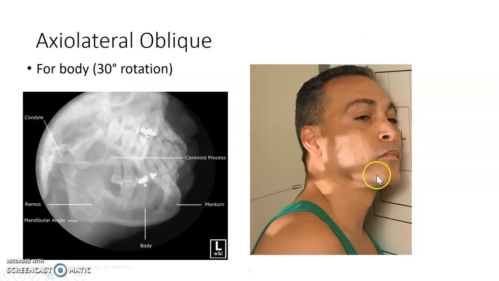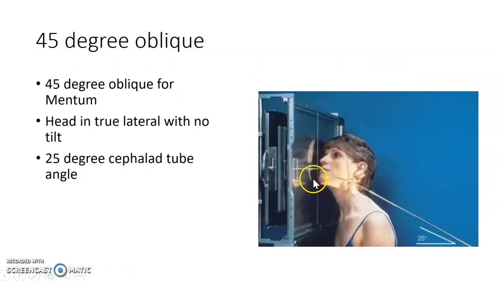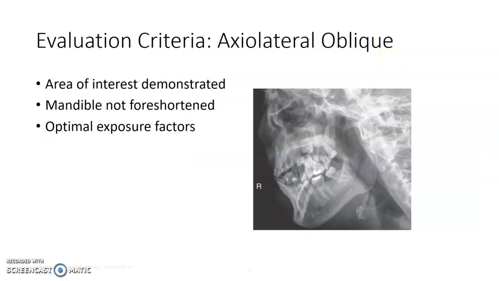This one is a 30-degree rotation for the body, which is right in here. The 45-degree, do you see how her chin is almost touching the image receptor? This is for the mentum. And then this is a 25-degree angle. That's going to show you here.